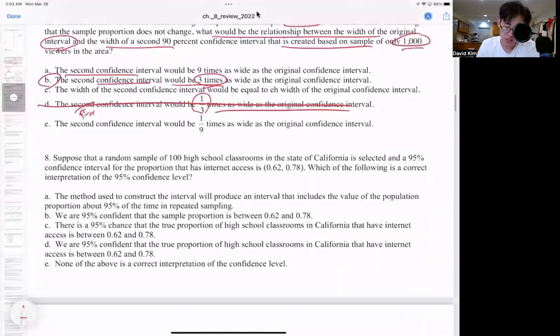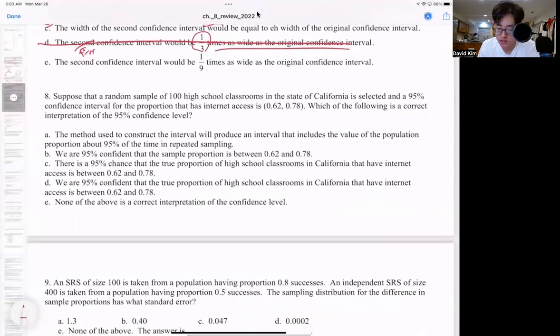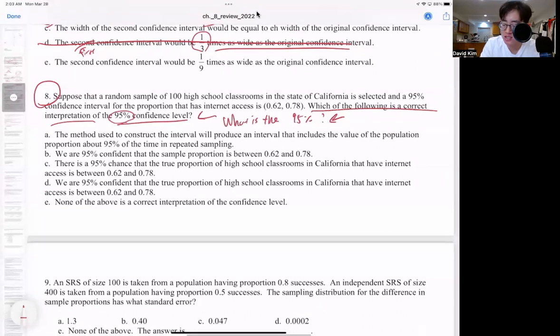All right, number 8. Suppose that a random sample of 100 high school classrooms. And number 8 is one of those really iffy ones. Now, all I'm going to say is, which of the following is a correct interpretation of the 95% confidence interval, it says. So they're asking you what this 95% means. Now I know a lot of you might be thinking, okay, B is not the correct choice. Maybe not E, because we really don't say none of the above unless we actually read them through.